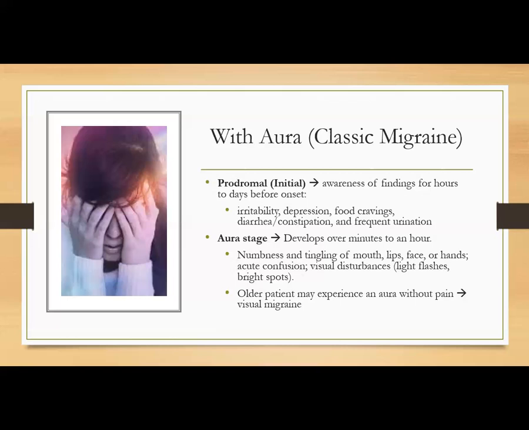The aura stage develops over minutes to an hour. So that's where they can get this numbness and tingling of the mouth, lips, face, or hands, acute confusion, visual disturbances, so light flashes, bright spots, and sometimes with these aura stages, they might even say that they smell something, but it kind of gives them some indication that the migraine's coming. Now, some older patients may experience an aura without pain, which is called a visual migraine.